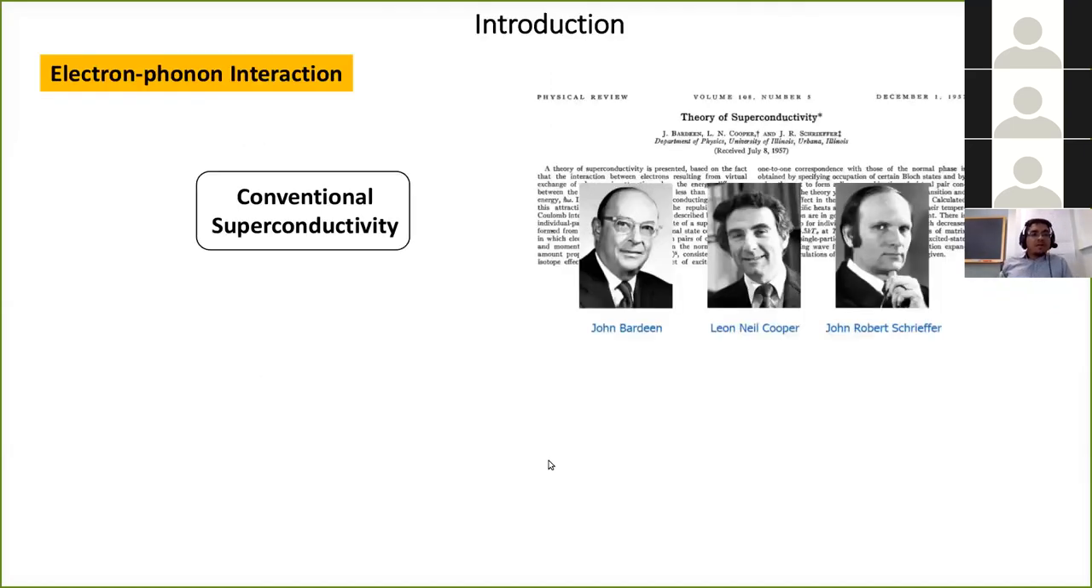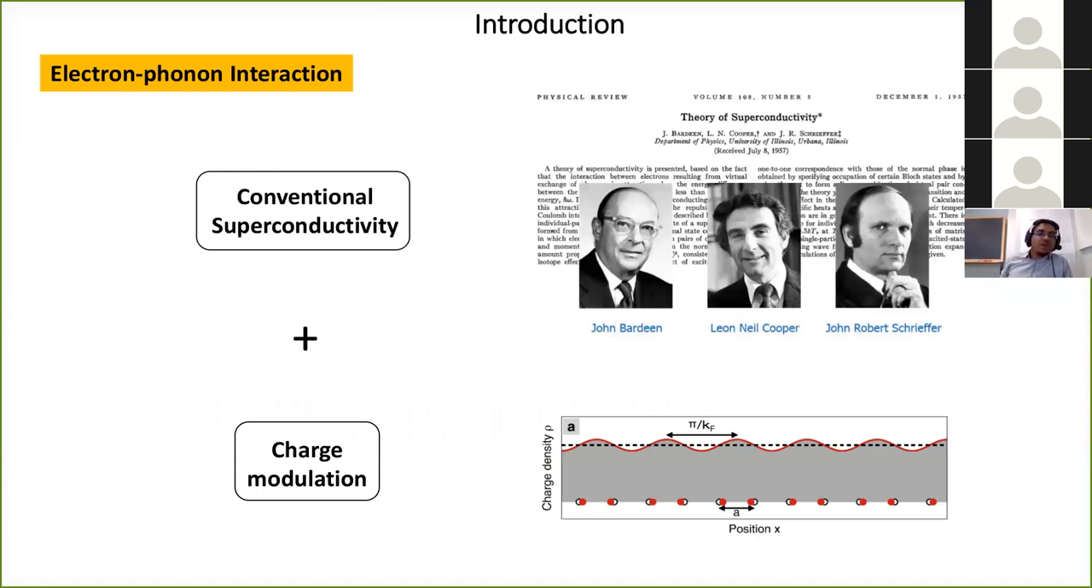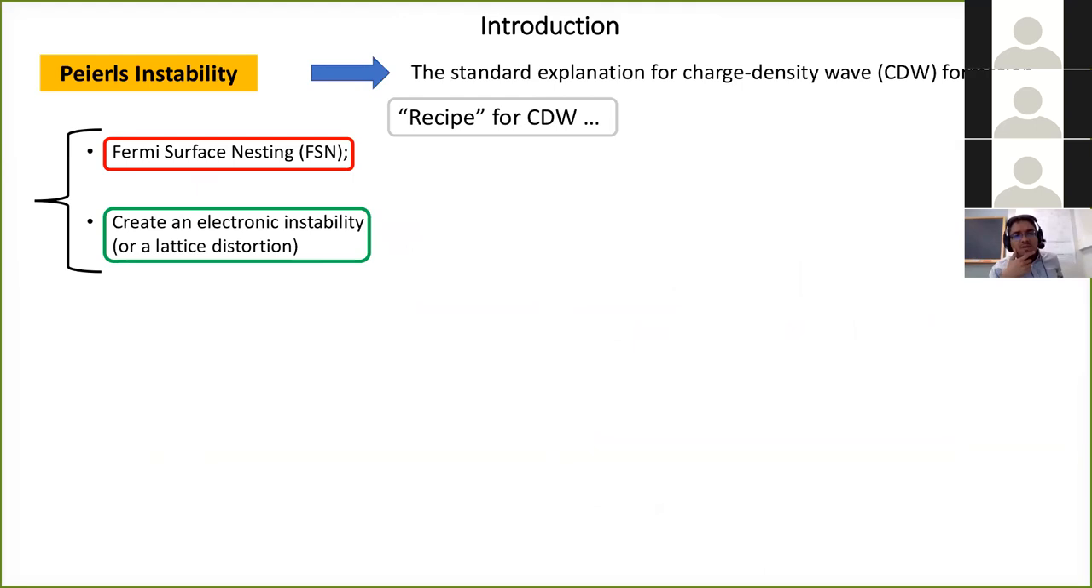First of all, it's very well known that the electron-phonon interaction is something very important for us, since for instance, the BCS theory with the explanation of the conventional superconductivity, but it's also very important for charge modulation. And the first one that noted this was Peierls in the 60s, I believe, that he provided one explanation for charge modulation based on electron-phonon interaction. So I will just remind you what Peierls said.